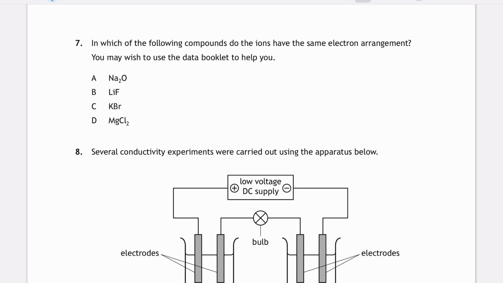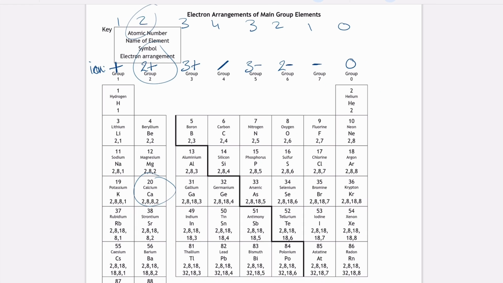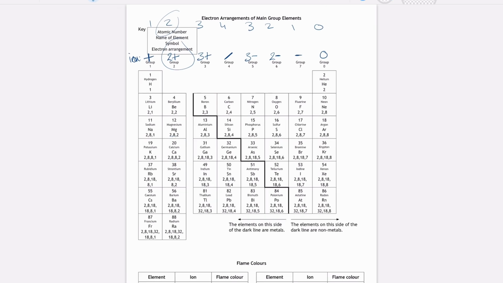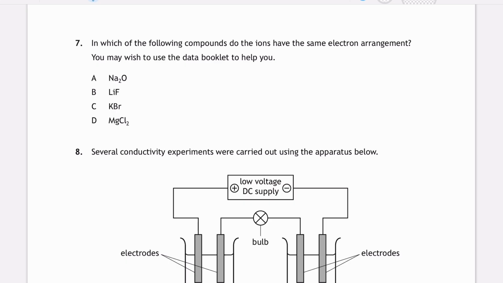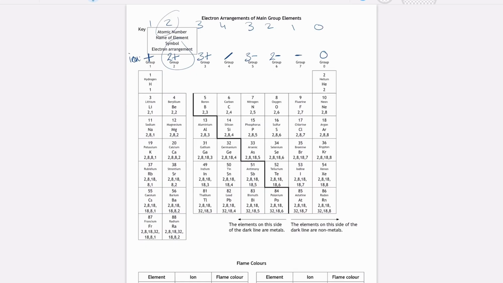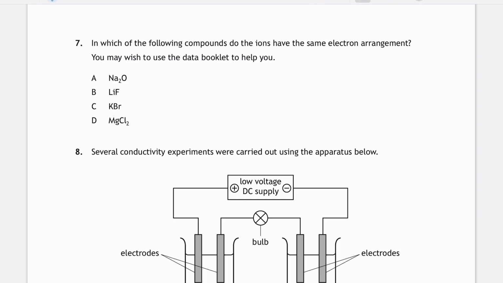Then question 7, which of the following compounds do the ions have the same electron arrangement? So because these are ionic compounds, these atoms will be ions. We need to check to see what their new electron arrangements would be as ions. I've got a lot of scribbles on here, sorry. So if we go back to here, we've got sodium and oxygen. Sodium, when it becomes an ion, will lose one electron and become 2,8. Oxygen has the electron arrangement 2,6, but when it becomes an ion, it will gain 2 electrons and also become 2,8. So that's actually our answer, because they both have the electron arrangement 2,8.